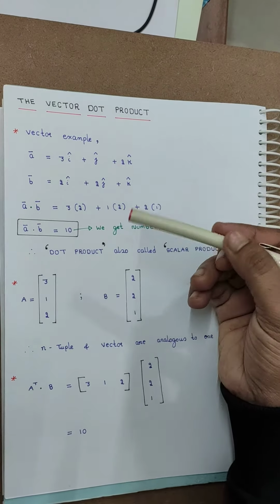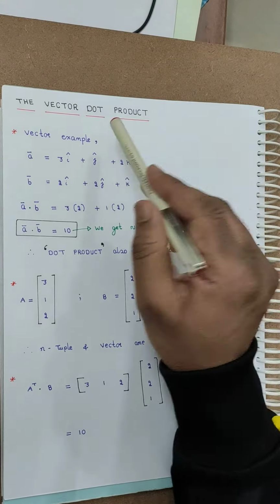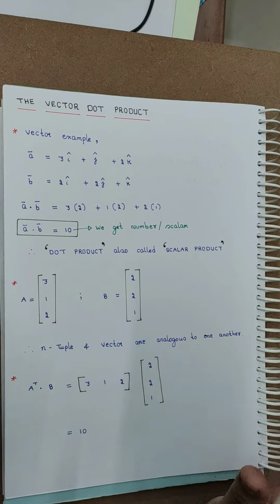So this is how we analyze the relation between vector dot product and matrix multiplication.